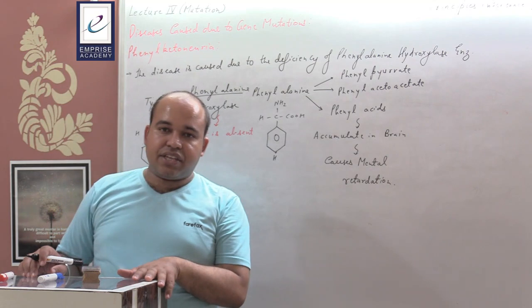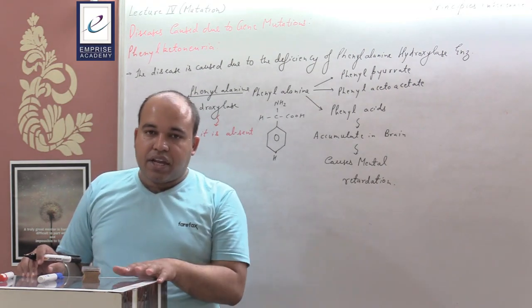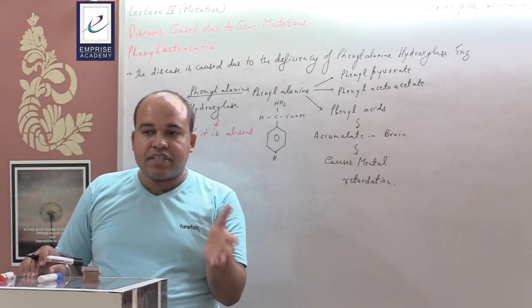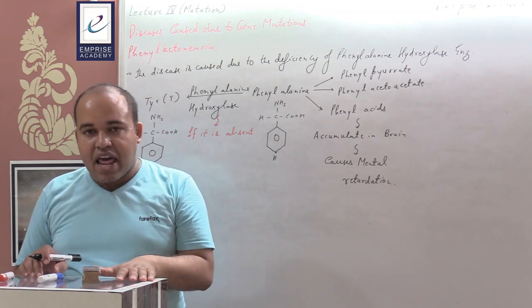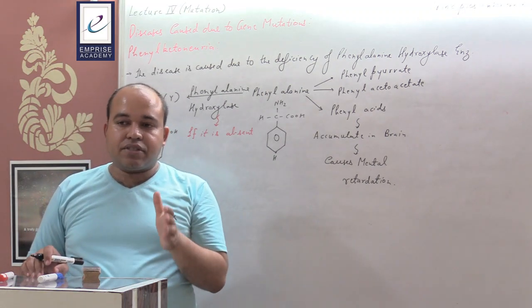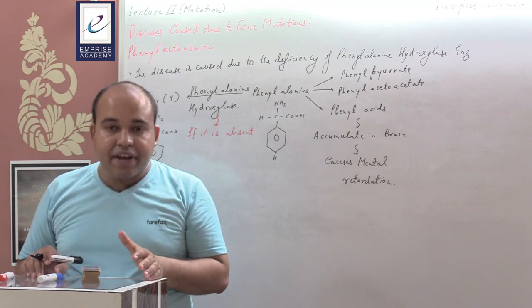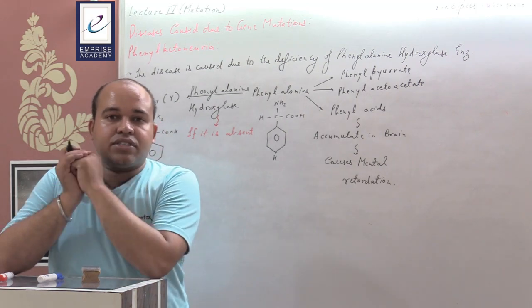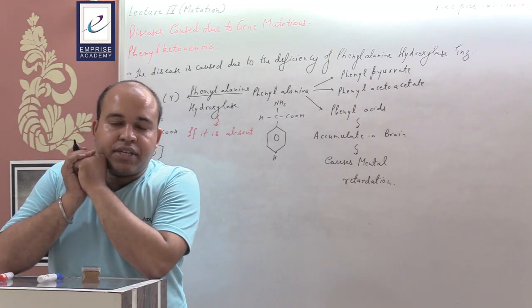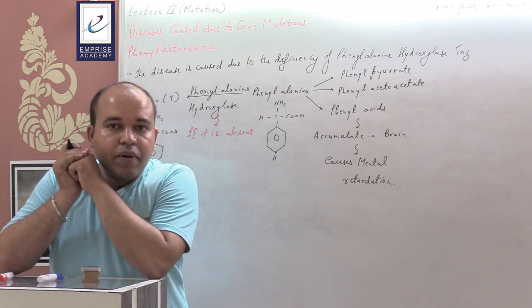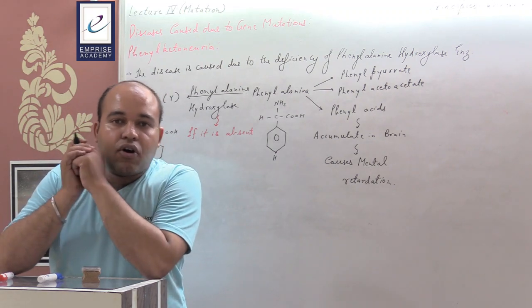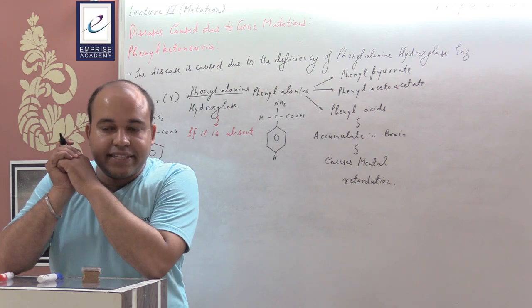The last disease is albinism, in which the tyrosine does not get converted into melanin because of the absence of the enzyme called tyrosinase.